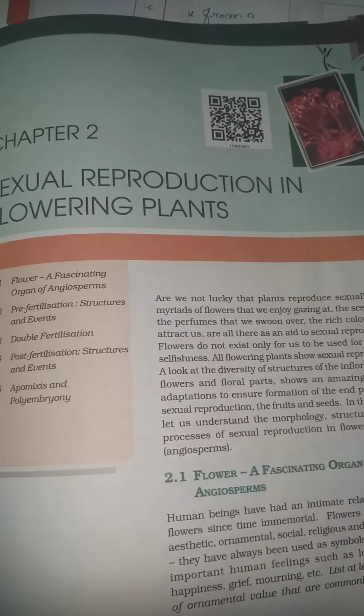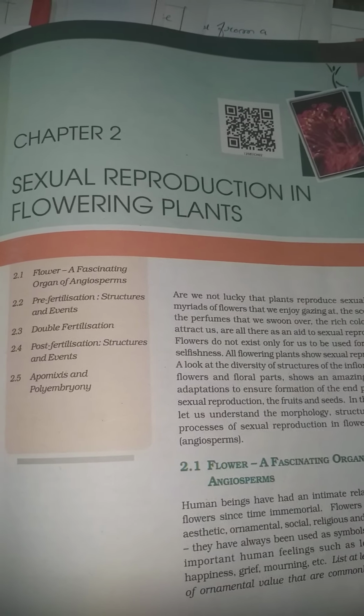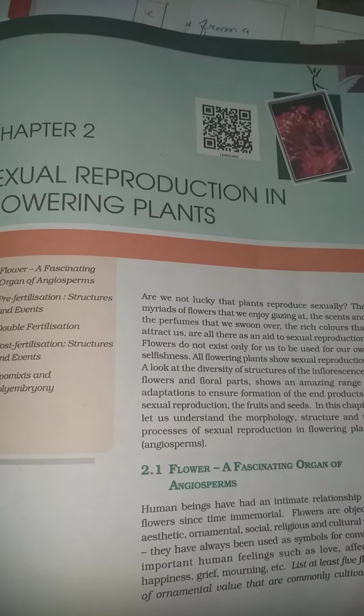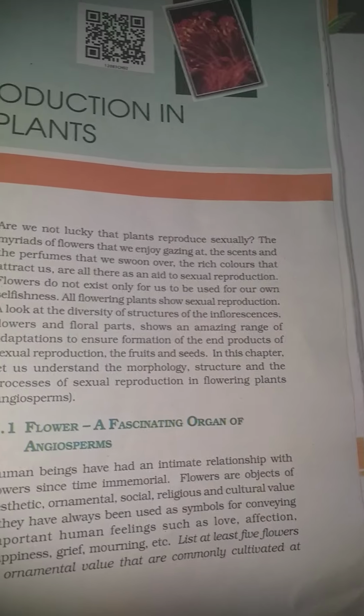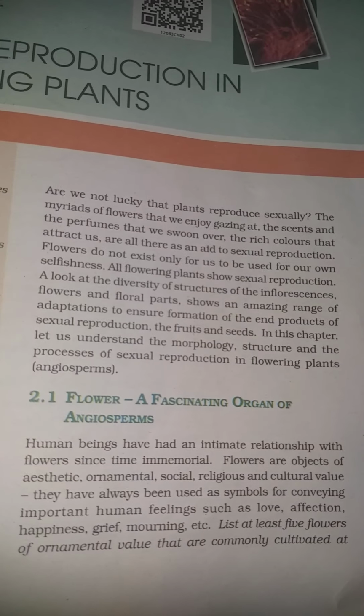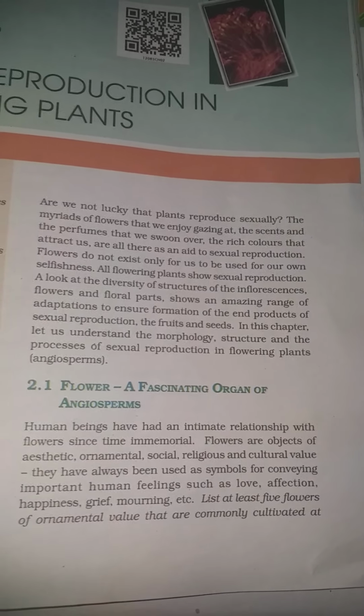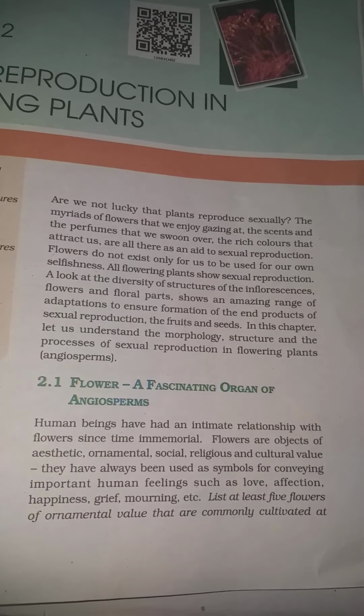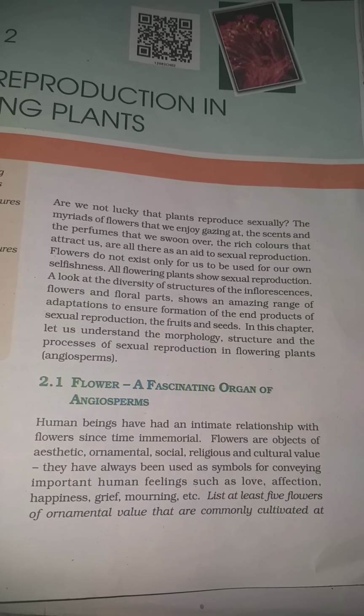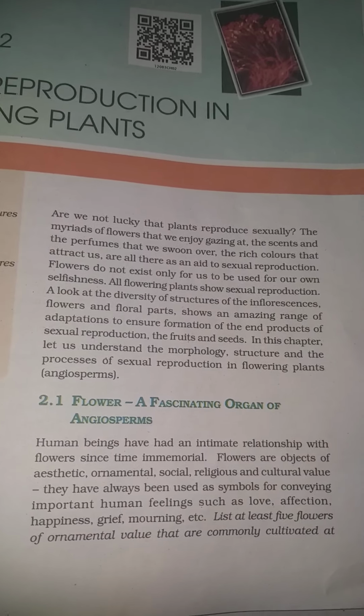Now here you see we are dealing with a new chapter that is known as sexual reproduction in flowering plants, and here we'll begin with the angiosperms. Now basically what are angiosperms? Angiosperms belong to those groups of plants that bear flowers. That means all flowering plants, which include the monocots and the dicots, come under the angiosperms.